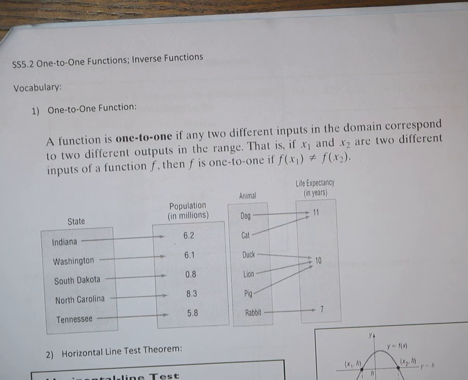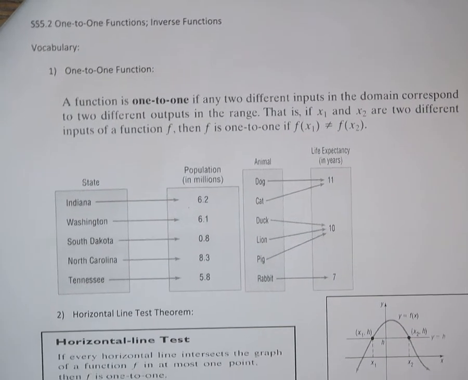This essentially means that no input, no x, no value in the domain can share an output or a value in the range with another x. So you can't have two x's with the same output or two inputs with the same output and have it be a one-to-one function. Okay? The best way to do this is to look at these examples.